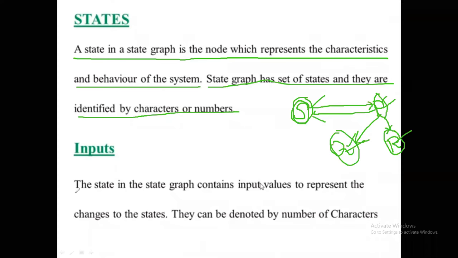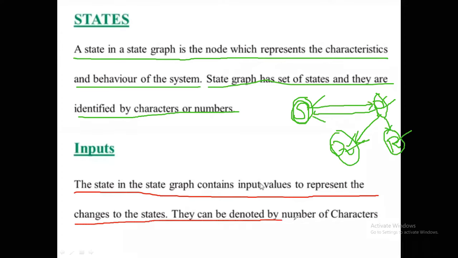Next one, inputs. The states in the state graph contain input values to represent the changes to the states. They can be denoted by numbers or characters. For example, let us assume S represents the second gear. Now, this may be the P state or the Q state. Let us assume this is the third gear and this is the fourth gear.